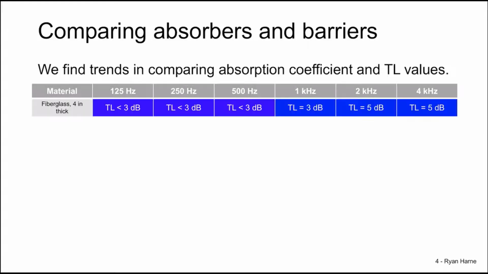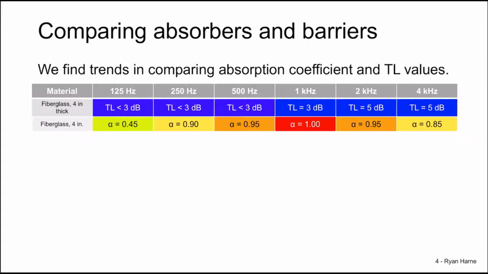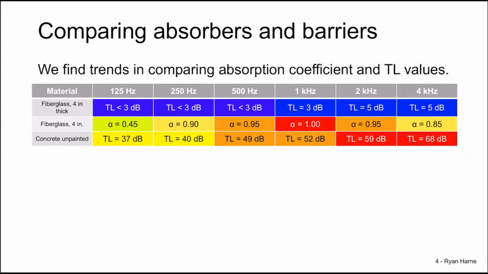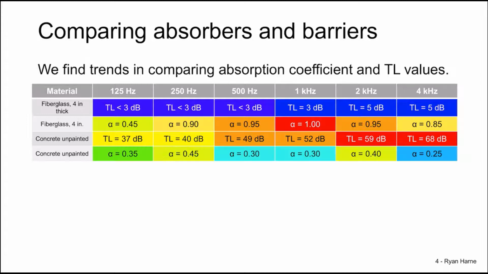Now, if we compare absorbing materials and barrier materials, we find trends. So take, for instance, fiberglass. It's 4-inch thick, has almost no transmission loss, but extraordinary absorption coefficient across the board from 125 Hz to 4 kHz. Now, concrete that's unpainted is a great barrier. It's also a fairly good absorber at mid levels.